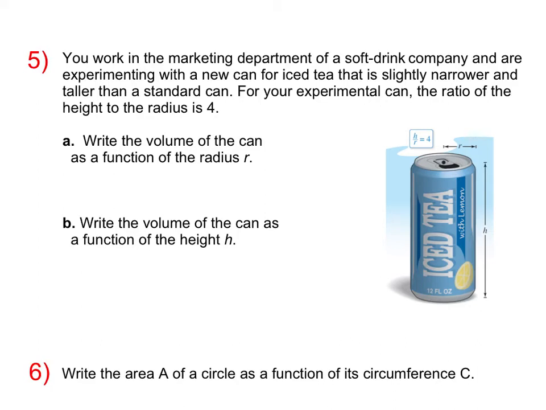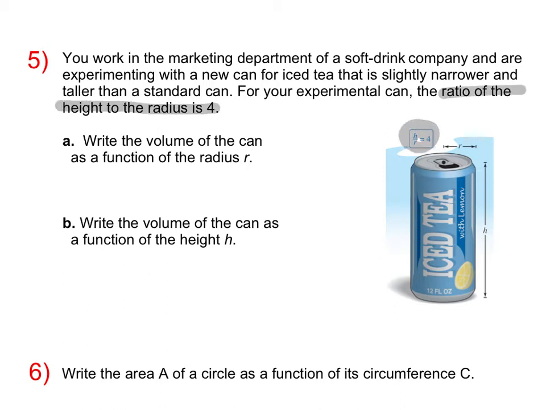Now, some applications, and really just writing functions in terms of a variable. Number 5: you work in the marketing department of a soft drink company and are experimenting with a new can for iced tea that is slightly narrower and taller than a standard can. For your experimental can, the ratio of the height to the radius is 4. So the ratio of the height to the radius is 4.